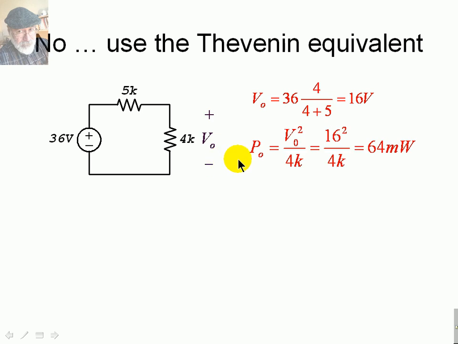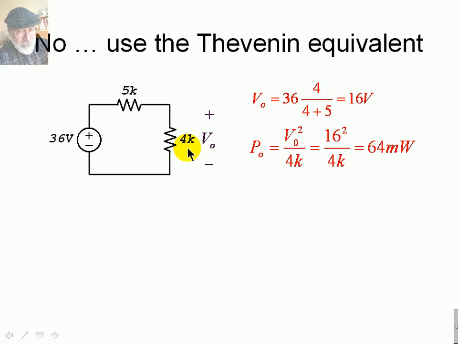And the power? Well, the power is V squared over R. 16 squared divided by 4,000 ohms, that is 64 milliwatts. Is that the maximum power? No, you and I know it isn't, because to absorb maximum power at that port, this resistor's value should have been the same as the absolute value of the Thevenin resistance, that is 5 kilo ohms in this case, and it isn't, so this power is not maximum.